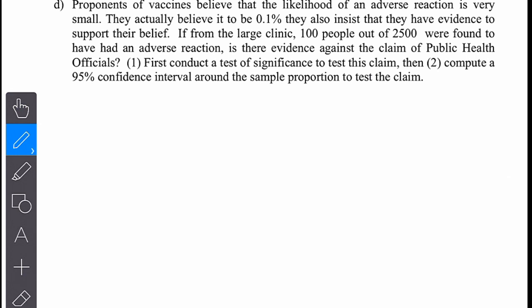Proponents of vaccines believe that the likelihood of an adverse reaction is very small. They actually believe it is 0.1%. They also insist that they have evidence to support their belief. If from a large clinic, 100 people out of 2,500 were found to have had an adverse reaction, is there evidence against the claim of public health officials?